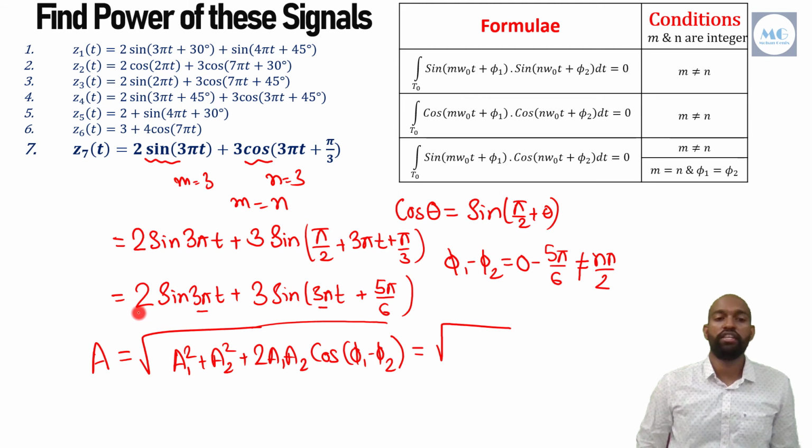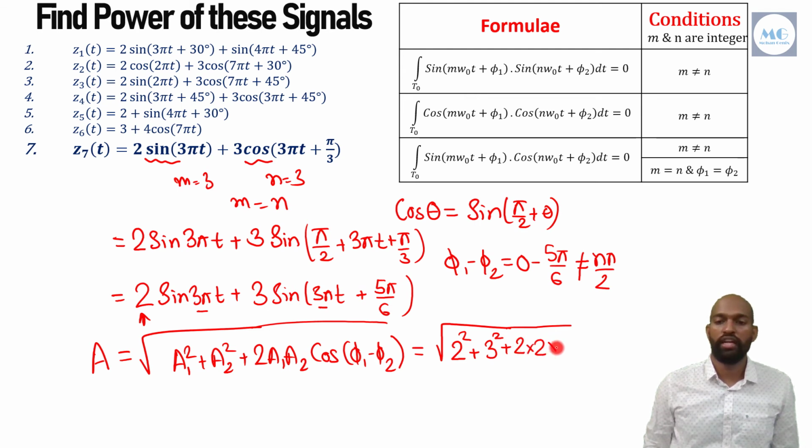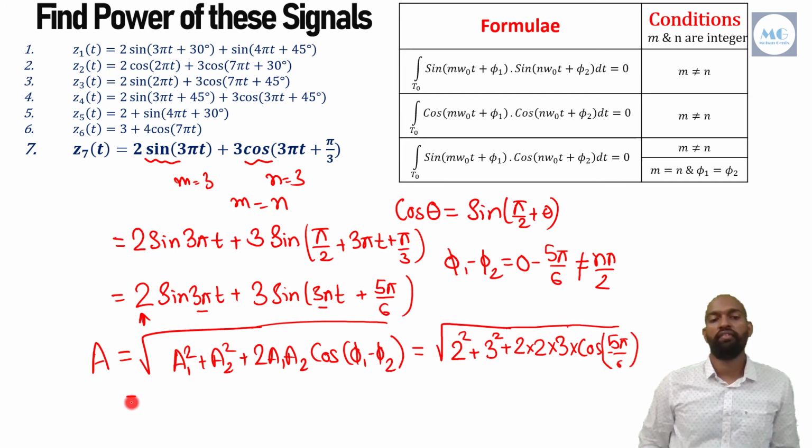A1 is, you can see here, this is A1. A1 is 2, so I will write 2 square. What is A2? A2 is 3. So 3 square plus 2 into A1 into 3 into cos 5 pi by 6, or cos minus 5 pi by 6. If we solve this, what will we get? We will get 1.6 something. You can use your calculator.